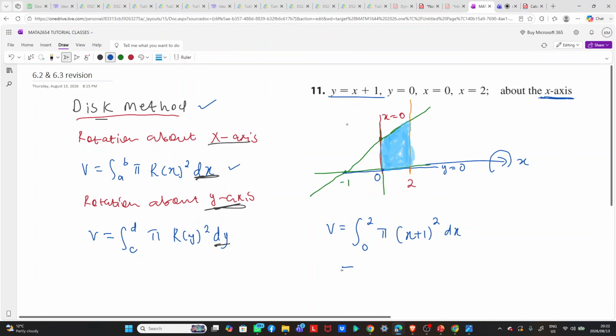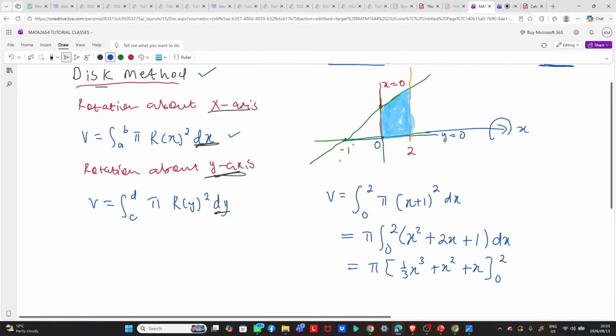Okay, so then your volume will be equal to pi times the integral from 0 to 2. If you expand this, you'll get x squared plus 2x plus 1 dx. So now the integral of x squared will give you, we'll put the pi there, 1 over 3 x to the power 3. The integral of this one will give you x squared. And the integral of this one will give you x. And you need to evaluate this from 0 to 2.